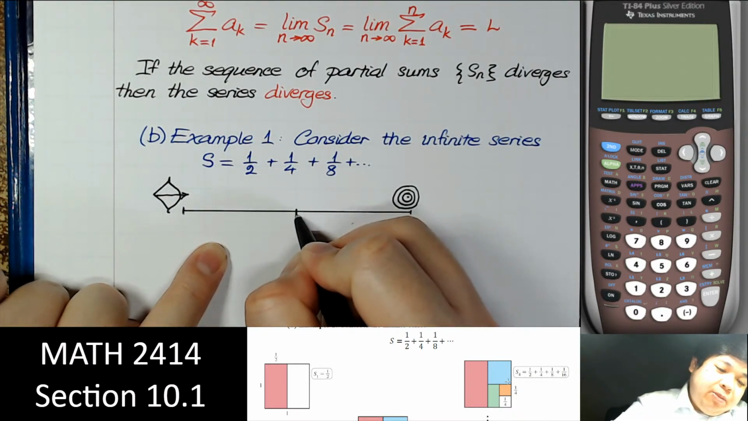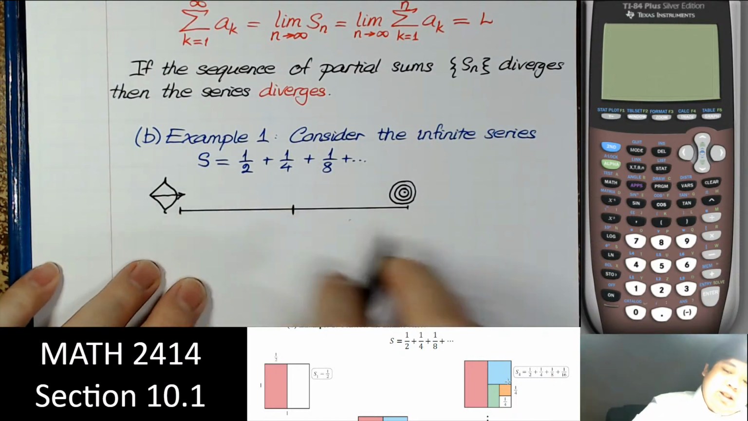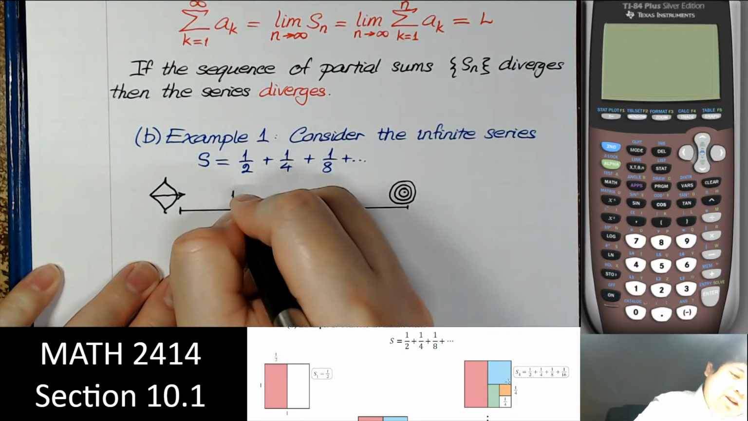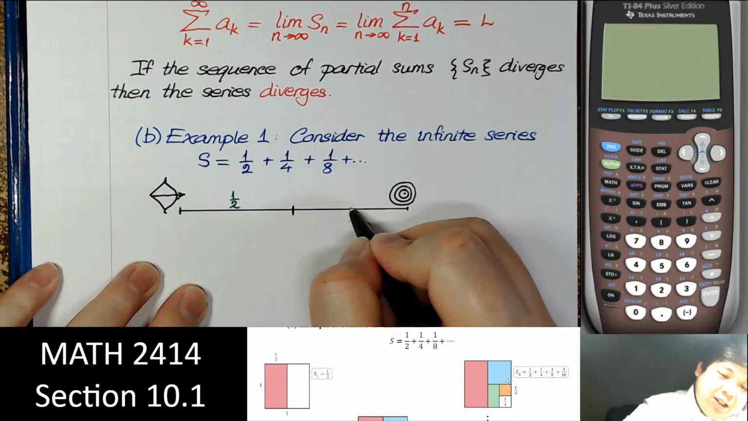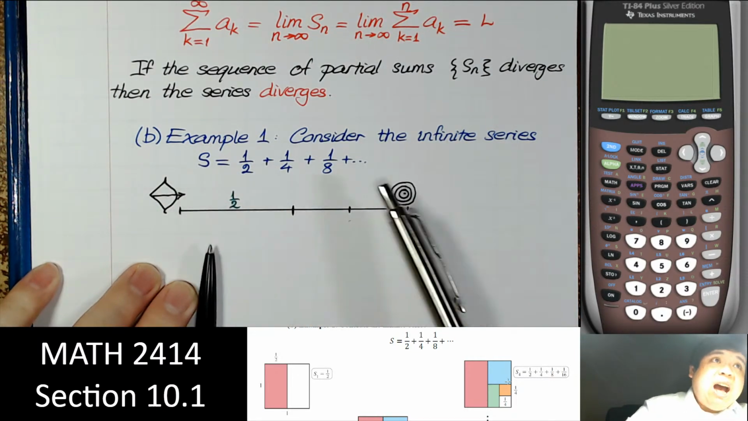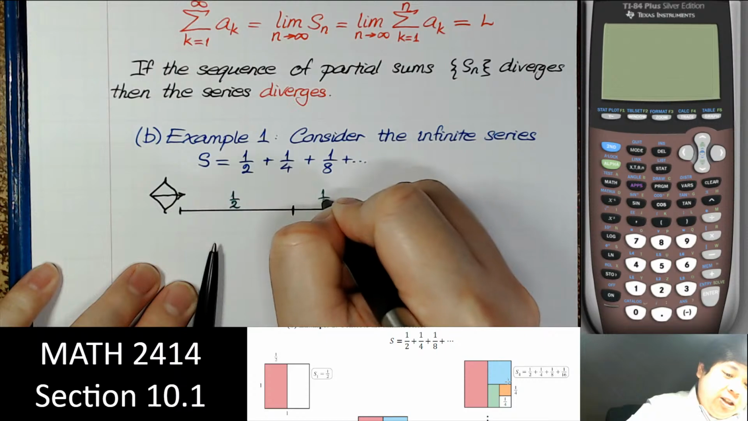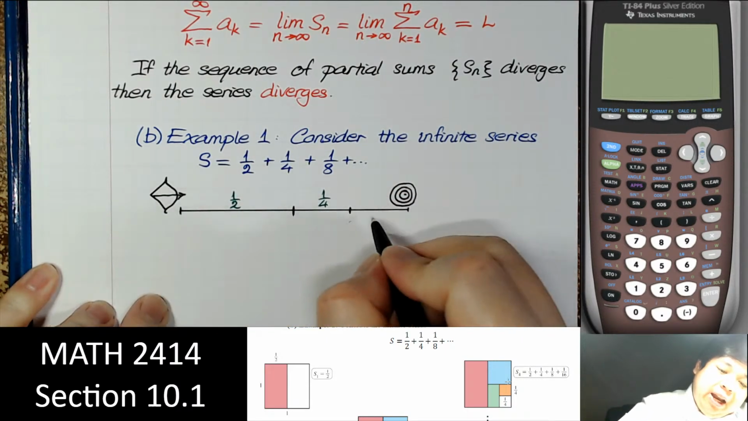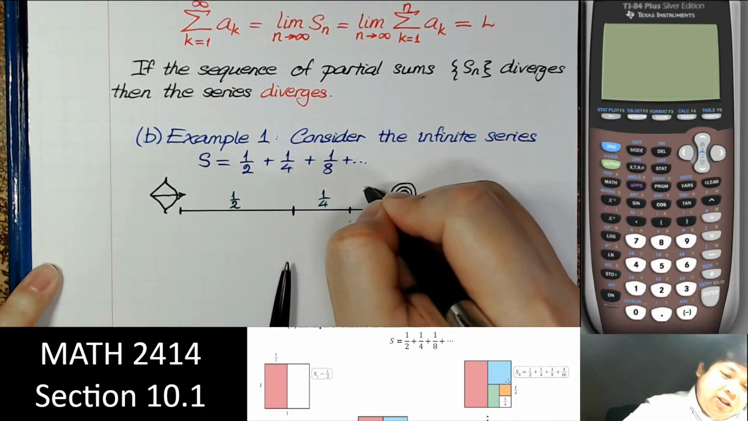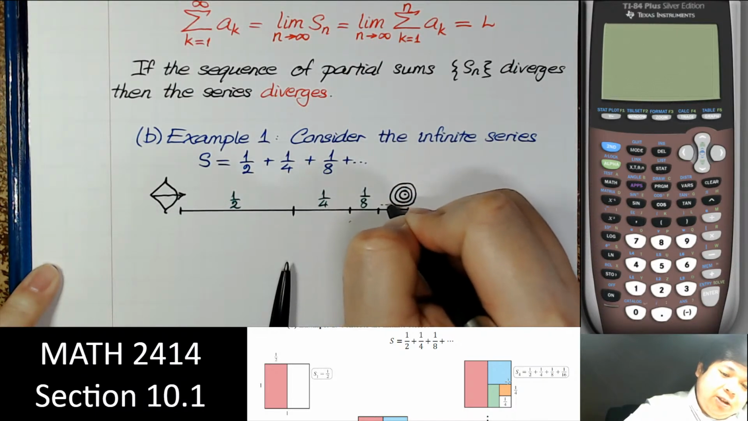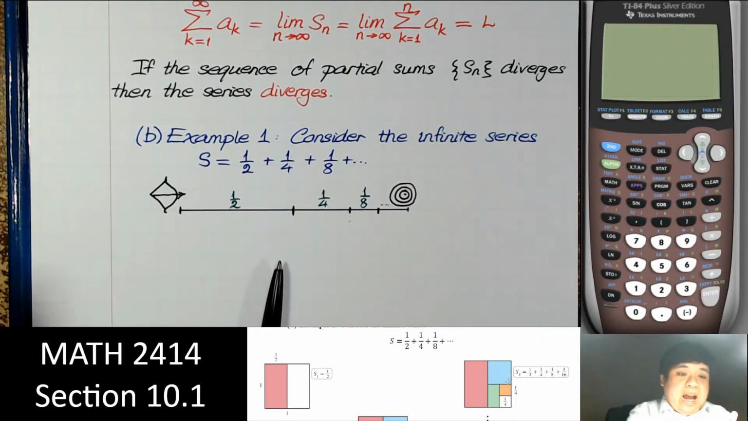And first, it will travel half a distance, and after that, it travels half of the remaining distance, and half of the remaining distance. And if we just add all of this up, essentially it will go to 1. So that's easy.